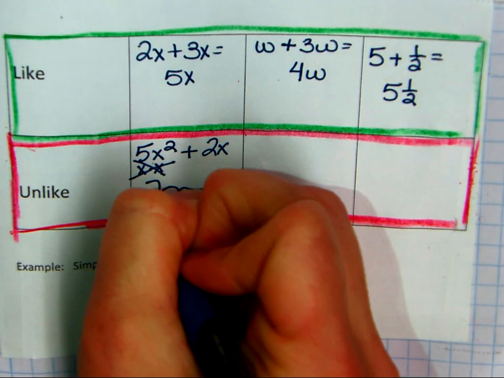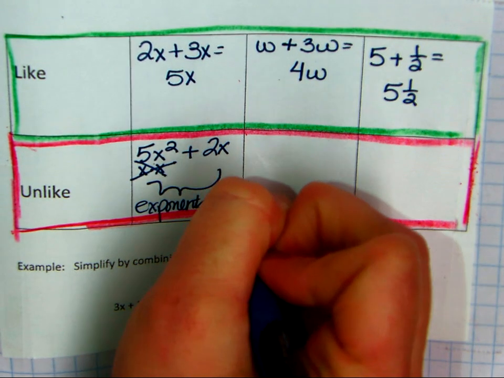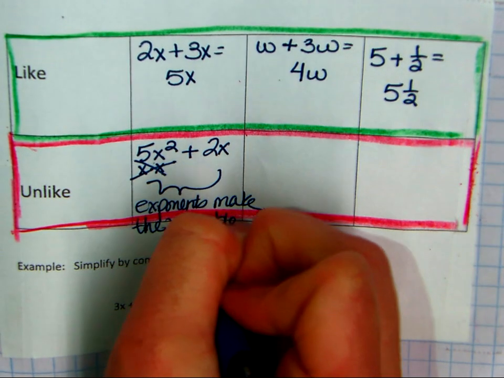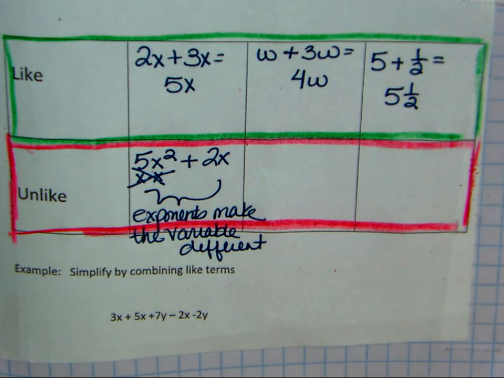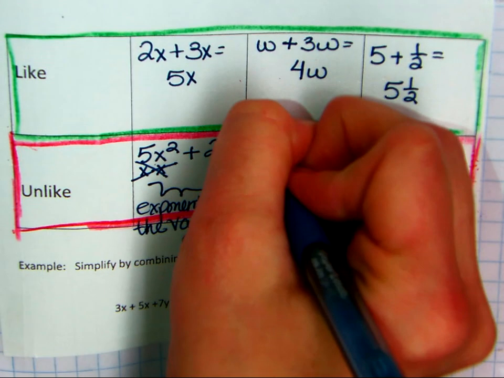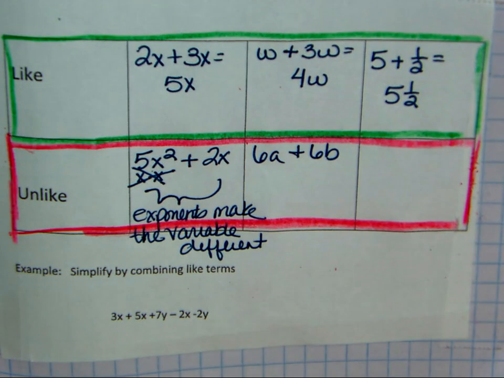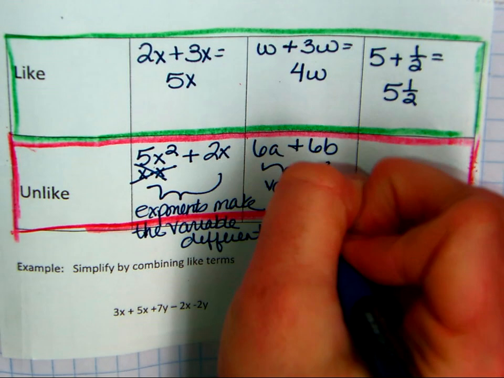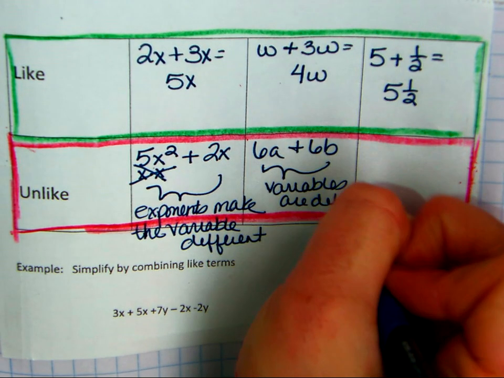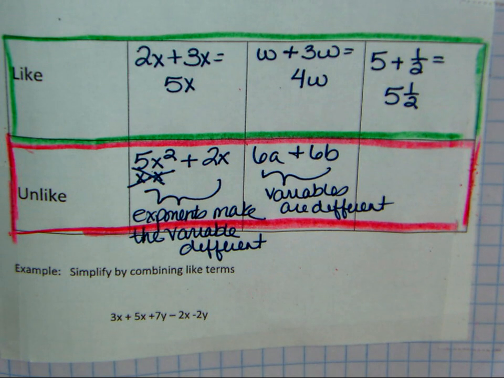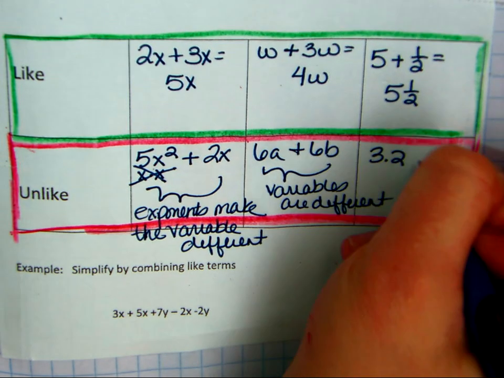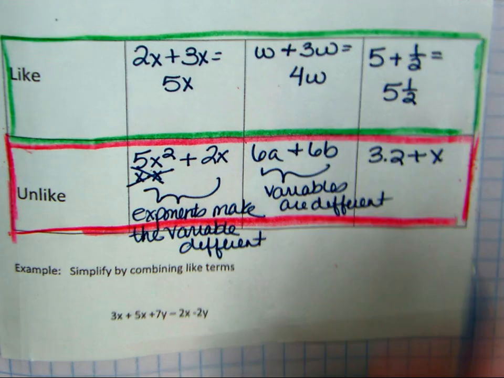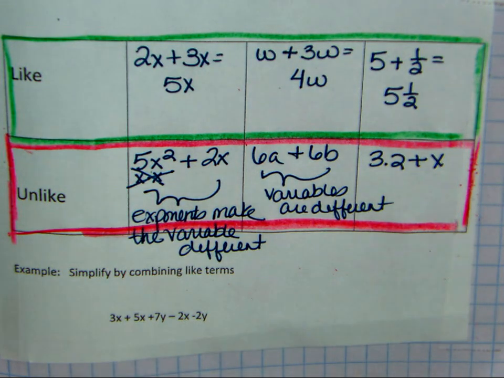So I'm going to make a note that exponents make the variable different. Okay, now let's do another one. How about 6a and 6b? Well, obviously the variables are different, so that doesn't work. Can't do it. And finally, another example would be like 3.2 plus x. Well, I have a number or a constant and a variable. They can't be combined. You can't combine constants and variables.